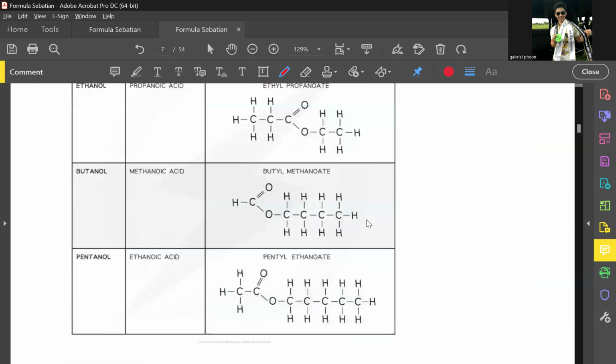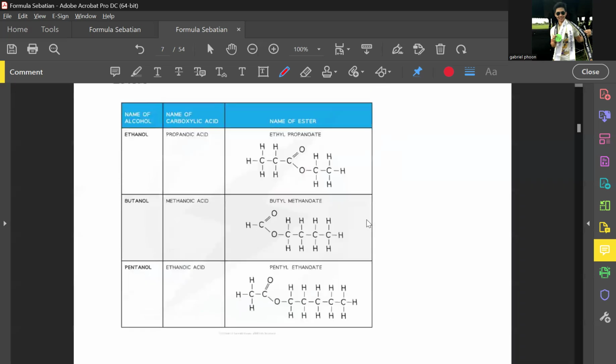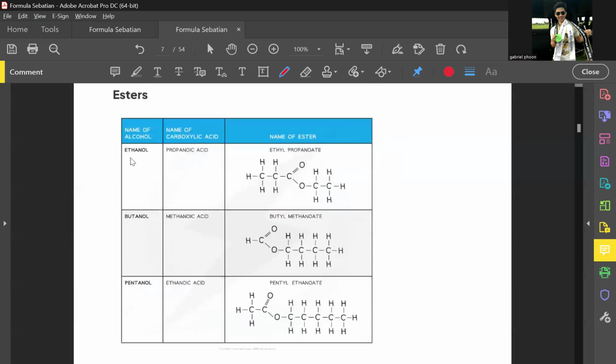Then, for esters, which we'll learn later on as well, I've mentioned, guys, esters are basically a combination of alcohol and carboxylic acids. We will always name the alcohol first, then the carboxylic acid, but we'll change it up. Instead of ethanol, it will become ethyl. Instead of butanol, it will become butyl. Instead of pentanol, it will become pentyl, right? And then instead of propanoic acid, it will be propanoate. Instead of methanoic acid, it's methanoate, and instead of ethanoic acid, it's ethanoate, guys, right?